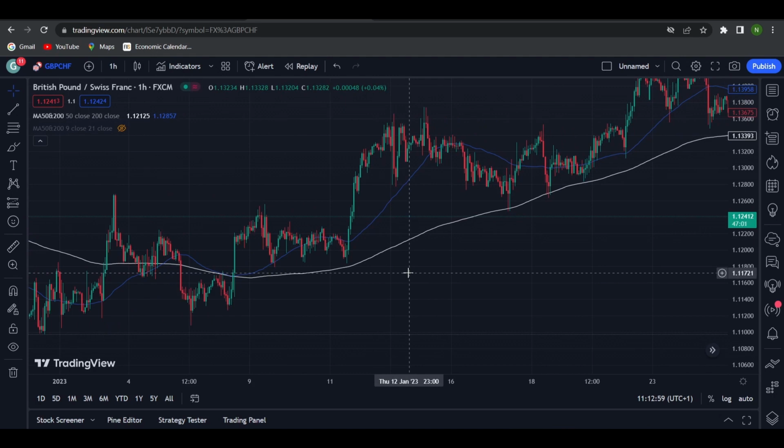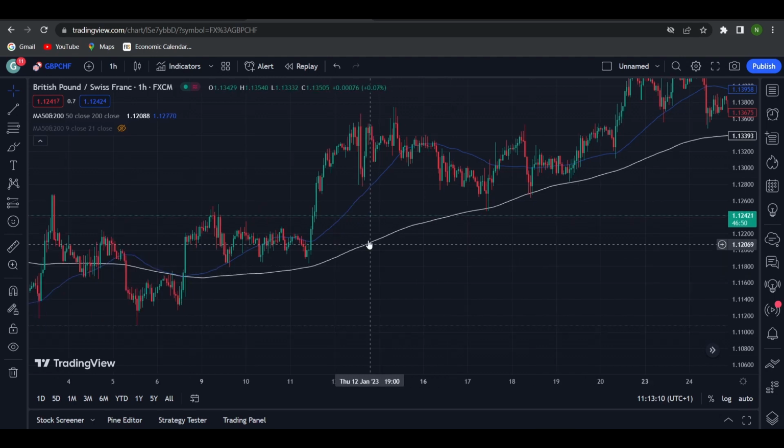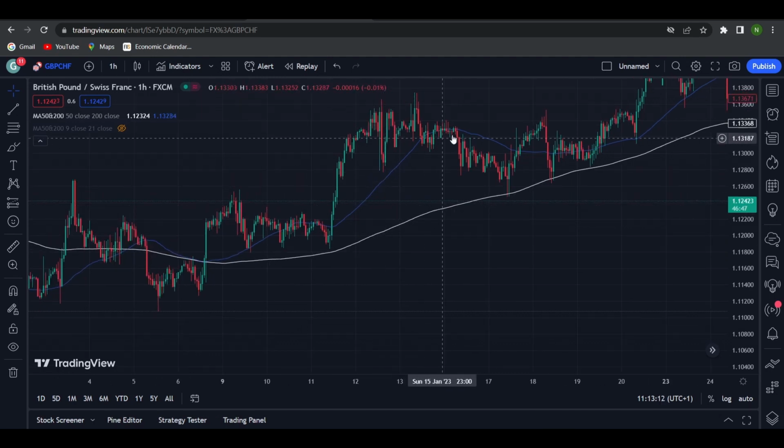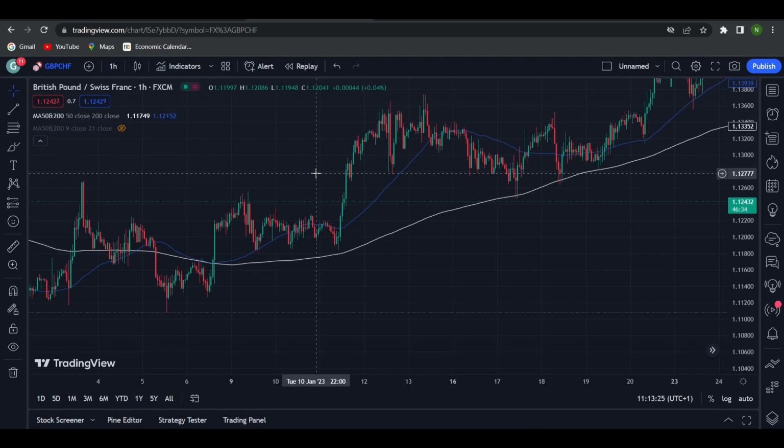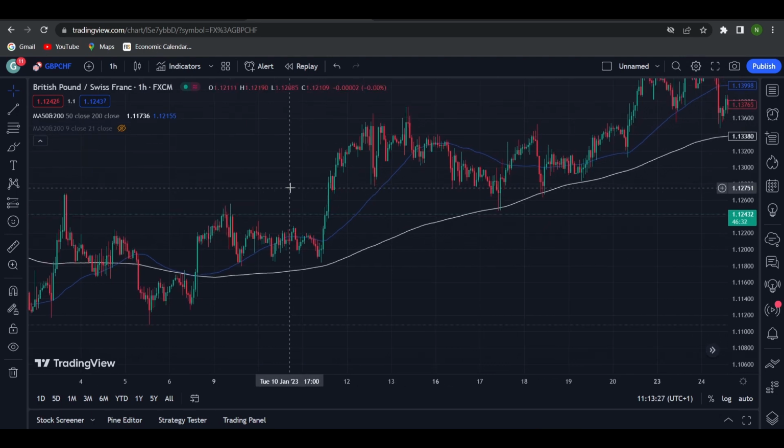So in order to help me spot the trend, I have two moving averages. If you're not sure what a moving average is, I'll link a video to help you understand what moving averages are. Just to show you, the blue one is the 50 moving average, so the short term, and the white one is the 200 moving average, so a long term one. I'm currently on the hourly time frame on the pound against the Swiss franc, and I'll be showing you how trading with a trend can help you be a better trader.